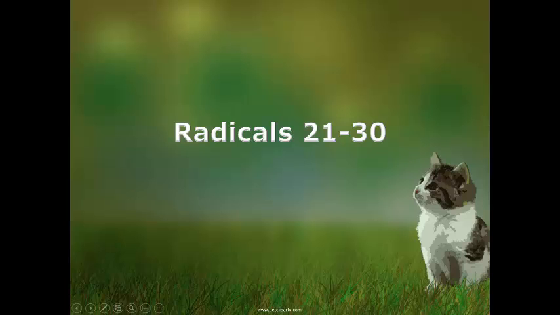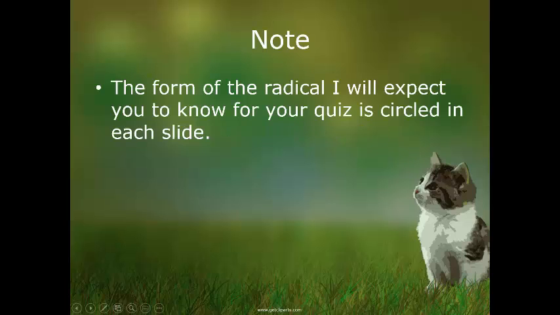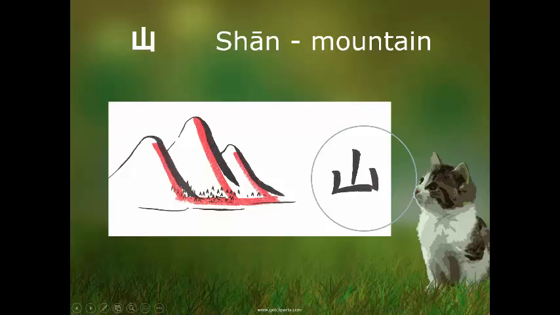Radicals 21 through 30. The form of the radical I will expect you to know is circled in each slide.